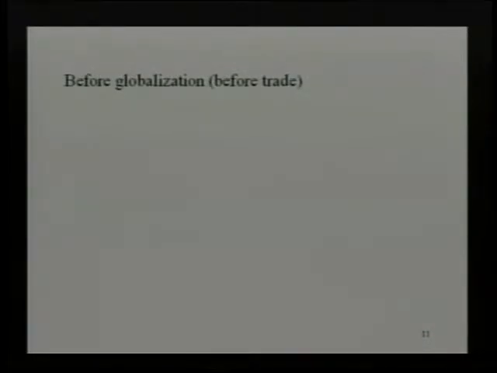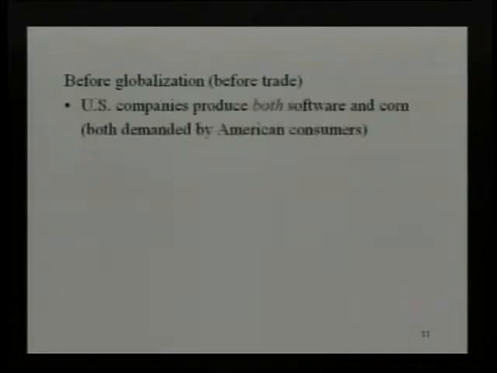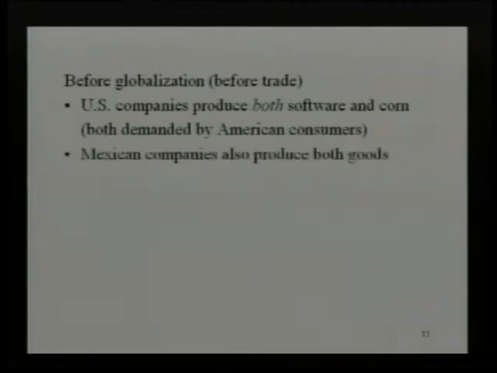Before trade has occurred, if Americans are to be able to consume both software and corn, American companies have to produce both, because we're assuming that they can't get these goods from overseas because the barriers to trade are too high. And similarly, Mexican companies are going to have to produce both software and corn for their consumers.